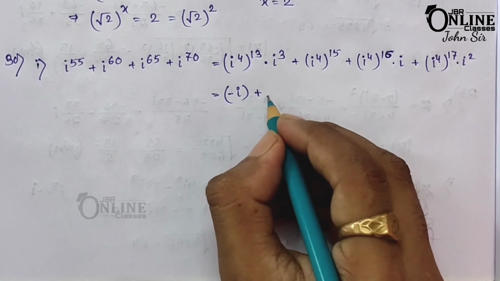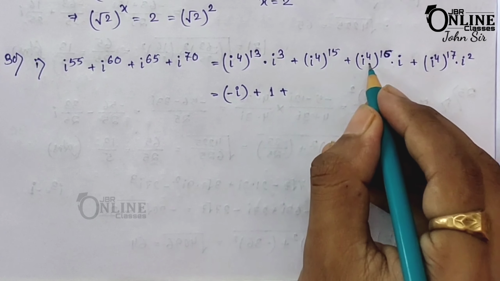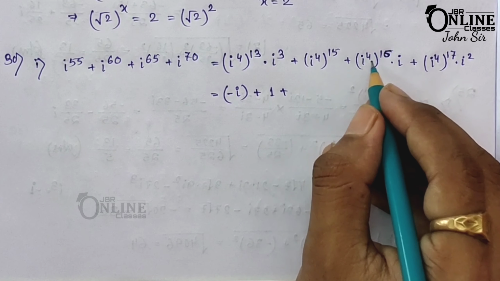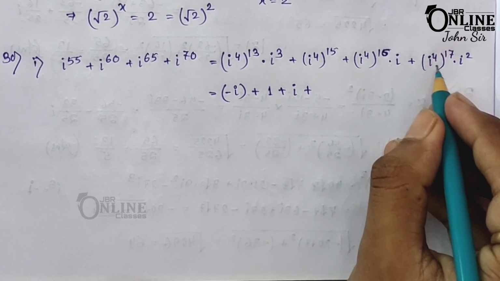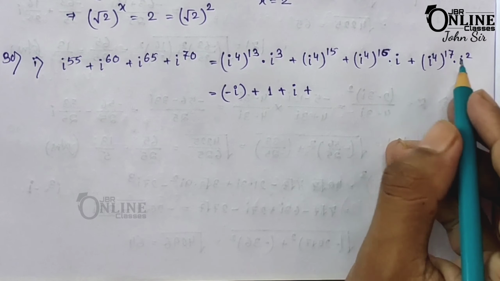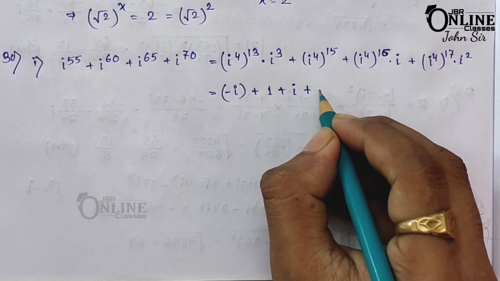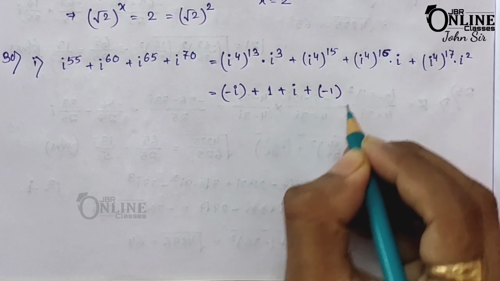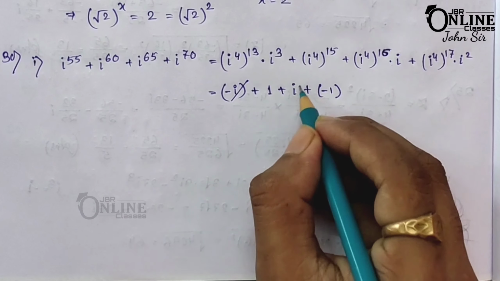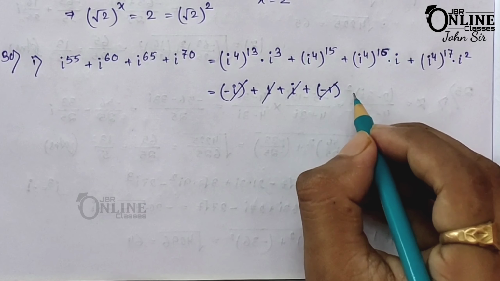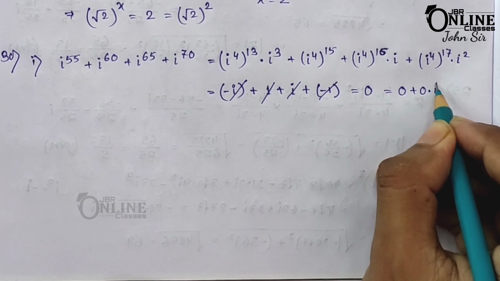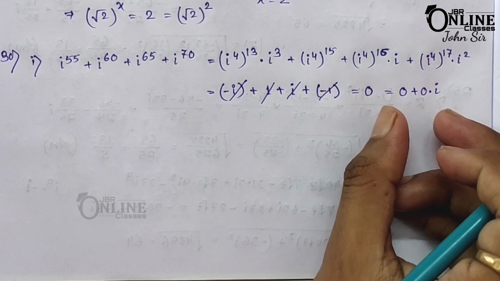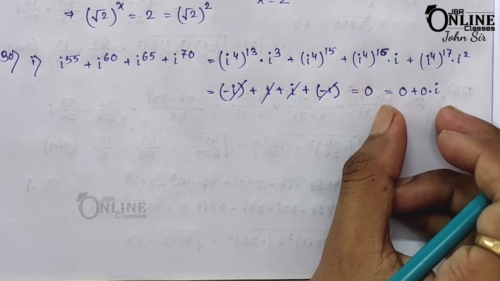Next one here 1, then here also i to the power 4 is 1 to the power 16, so 1, so 1 into i, and the last one here i^17 equals i, and here i square, you know, equals minus 1. So plus i minus i will cancel out, plus 1 minus 1 cancel out, so it will be 0. That means 0 plus 0 dot i. Okay, so this is A plus iB form.